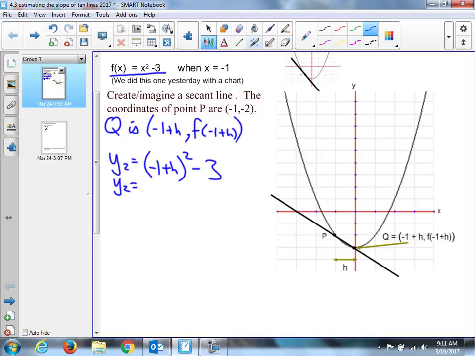And then, do a little arithmetic. It's not heinous. You're going to get used to this. When you square something out like this, you make sure you have 3 terms. Don't do the fool's way and just say 1 plus h squared.